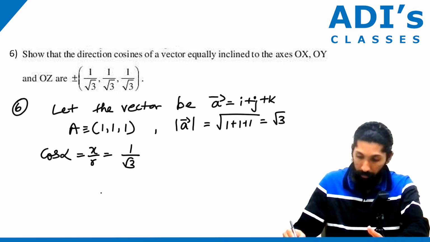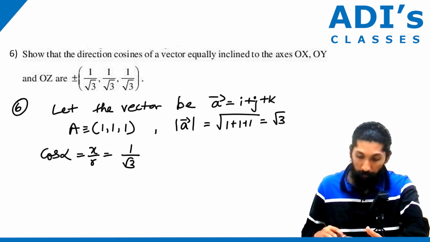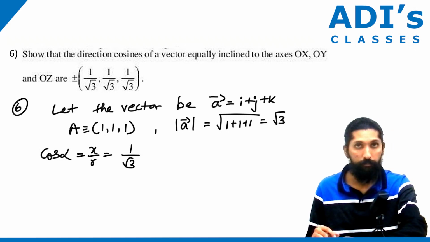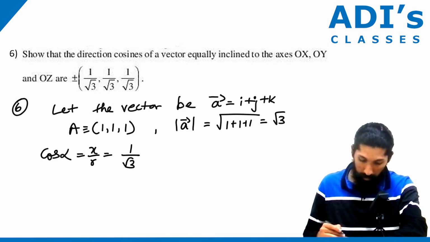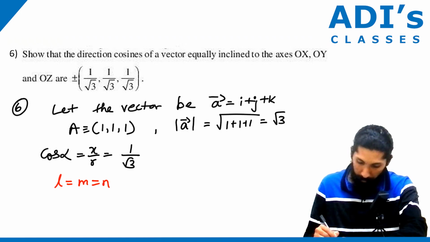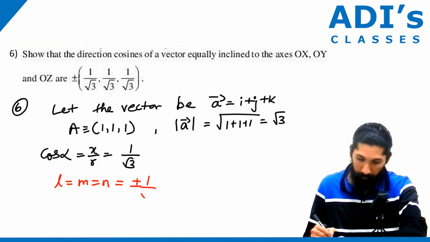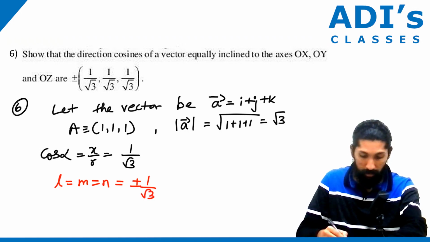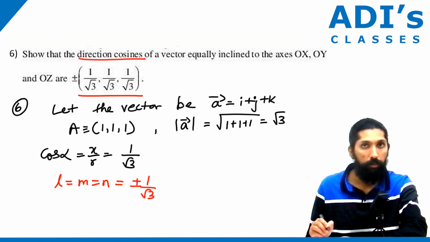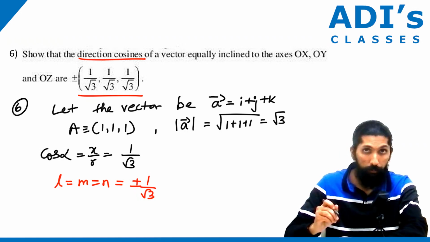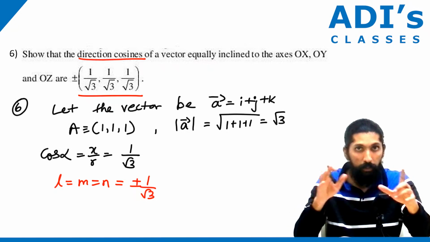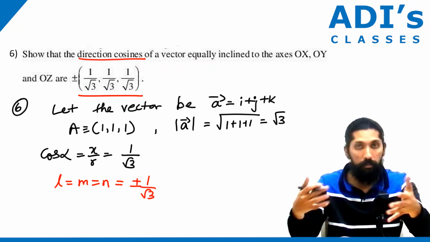So what do we get here? The value of x is 1 and mod of r is basically root 3. So what do we get? L is equal to m is equal to n is equal to plus or minus 1 by root 3. And the direction cosines are plus or minus 1 by root 3, 1 by root 3, 1 by root 3. So hence we proved that the direction cosines for a vector equally inclined to all the three axes are this.